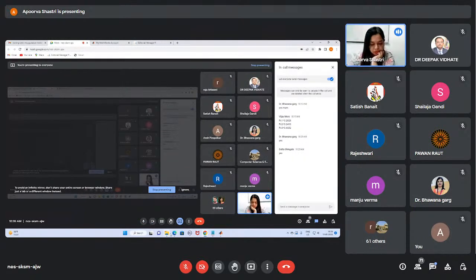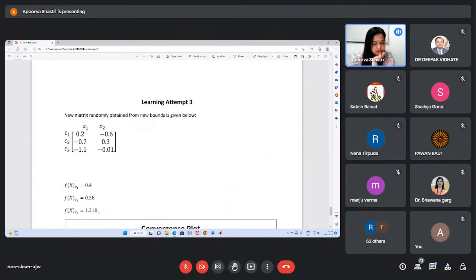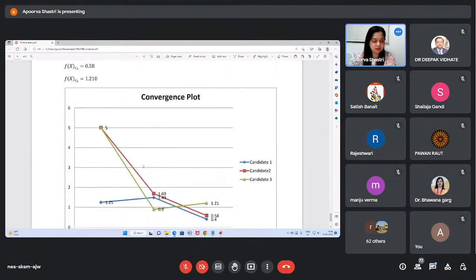Okay. So, done till this point. Learning attempt 3. Is everyone done till learning attempt 3? Yes, ma'am. So now the convergence plot.